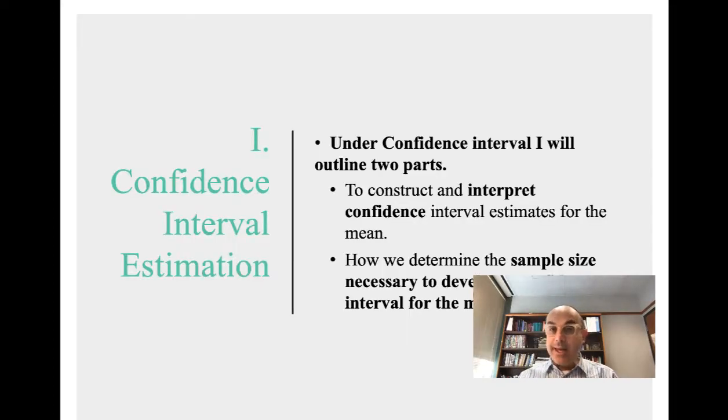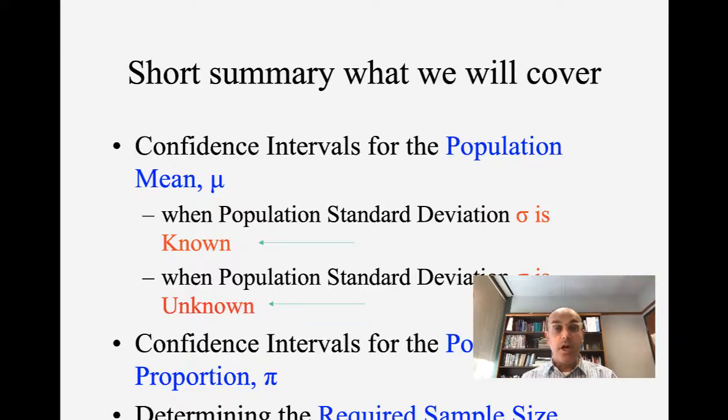So in confidence interval, I'm going to talk about two parts. I'm going to talk about the interpretation of confidence, and how we estimate the mean, which is a big proportion of it. Then I'm going to talk about how to determine the sample size, as a necessary development in the confidence interval for the mean or the proportion.